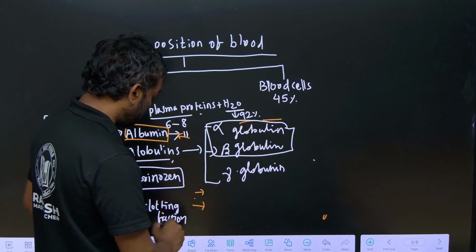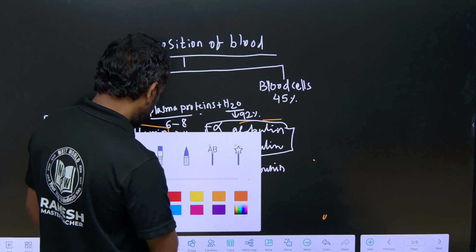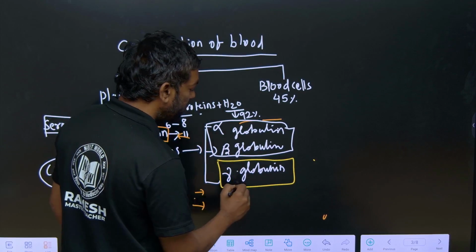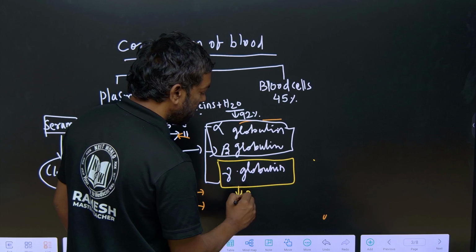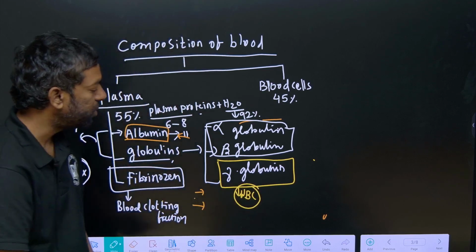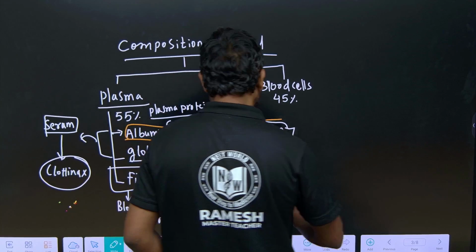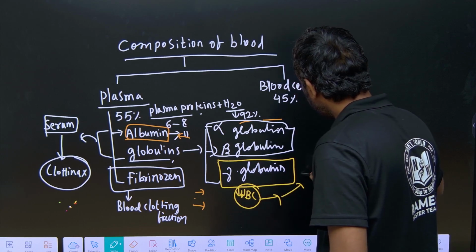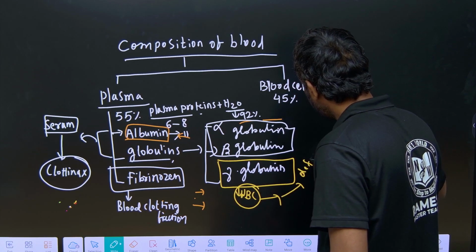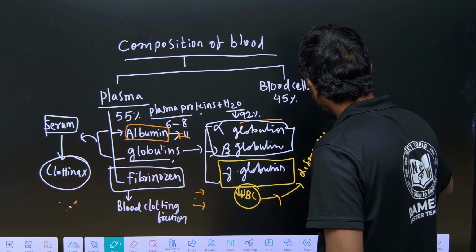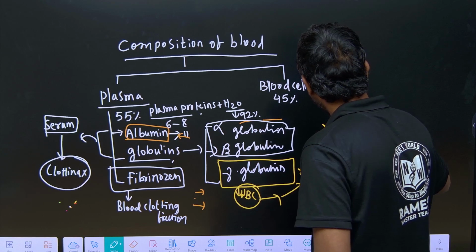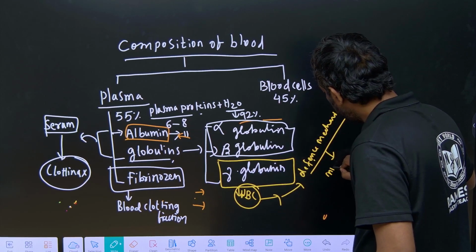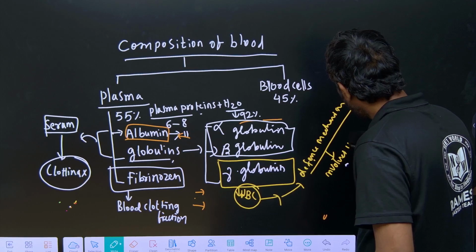What about gamma globulin? Gamma globulins are produced by WBC. WBC secrete gamma globulin. The main function of WBC is the defense mechanism, mainly involved in immune function.